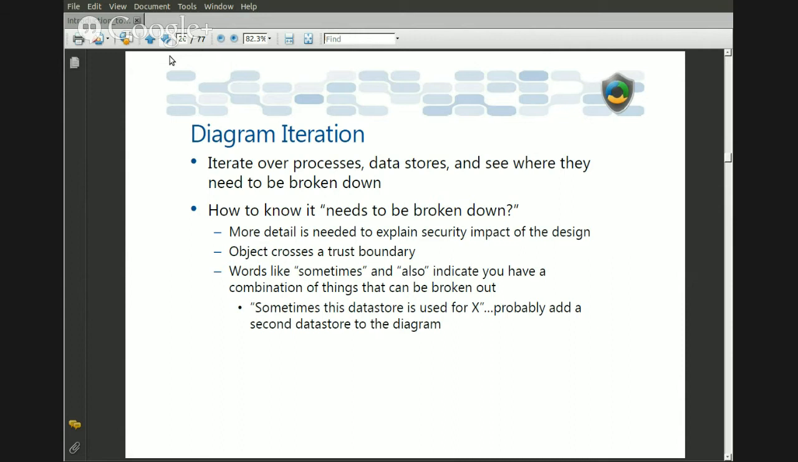All right, so you have diagram iteration. It is iterative over processes and data stores, and it explains why they need to be broken down. Then it also talks about how to know it needs to be broken down. This is easy: you just need more detail, because sometimes at the higher level you cannot see exactly what's going on at the CI or CSCI level, or the subsystem level. You say, okay, I need to look at the component level. What is going on at the component level? You need another diagram to show that.